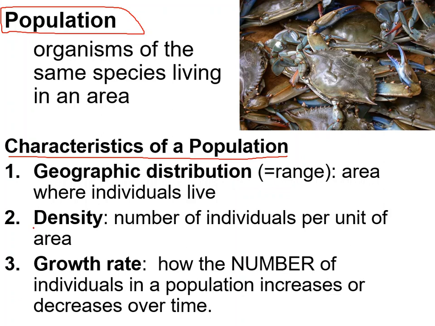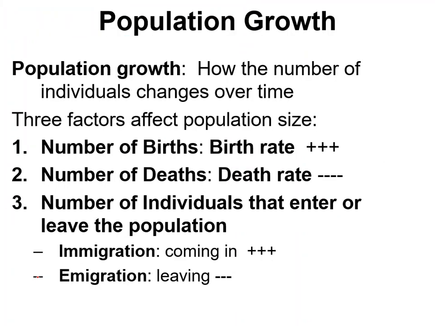The density is how dense, how many individuals are living in a specific unit of area, like per acre or per hectare or per square mile. And the growth rate is the number of individuals in a population and how it fluctuates, increases or decreases over time.